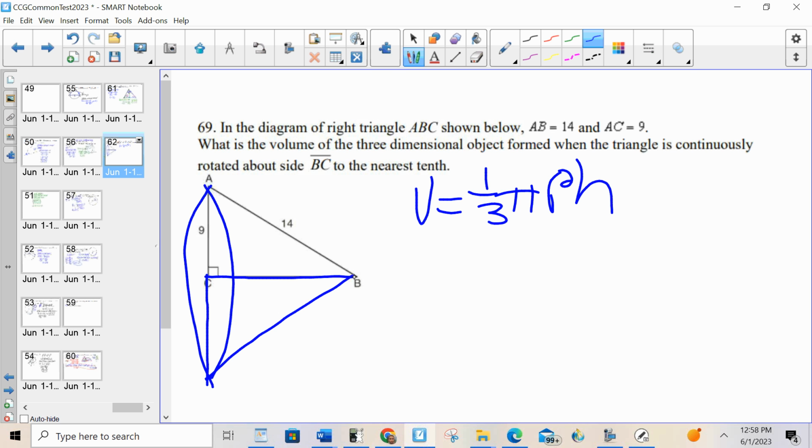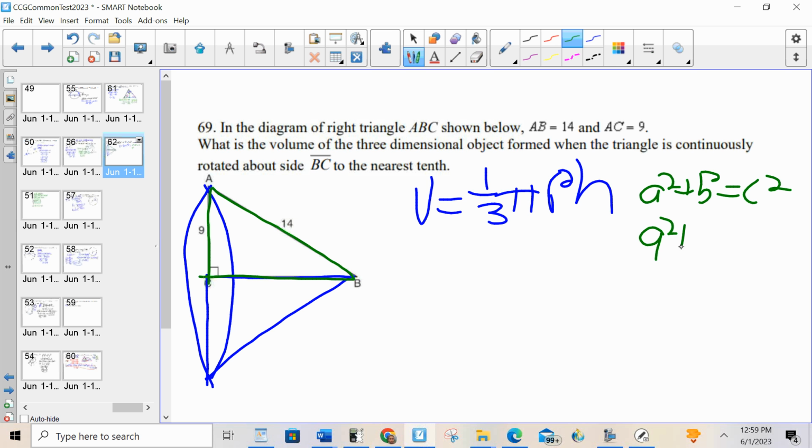You need to just be able to look for hidden right triangles. I see a right triangle here. I have 2 sides. I want to find the third. When that happens, that's when I use Pythagorean theorem. This will probably come up somewhere. It could be in a question like this. It could be in a question completely different.